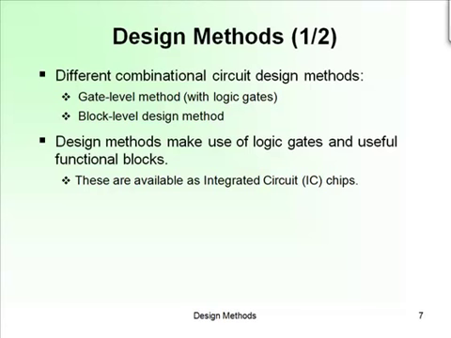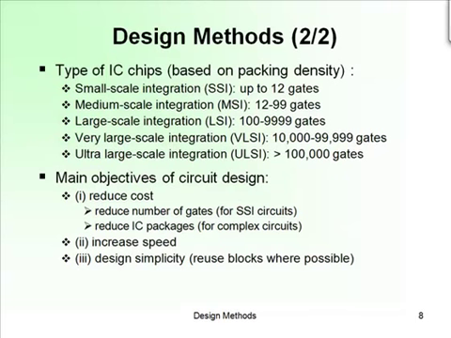So the design methods make use of logic gates, and this is essentially what happens when you buy an integrated circuit, an IC chip. The design methods that we're going to go over actually go into the design of the actual chips you see in the marketplace. So there are 5 types of chips: SSI, MSI, LSI, VLSI, ULSI, all of which stand for the size of the integration. We typically deal with SSIs when doing things by hand, small scale integration, up to 12 gates. The main objective of circuit design is to reduce cost by reducing the number of gates or reducing IC packages for complex circuits, increasing speed and design simplicity.